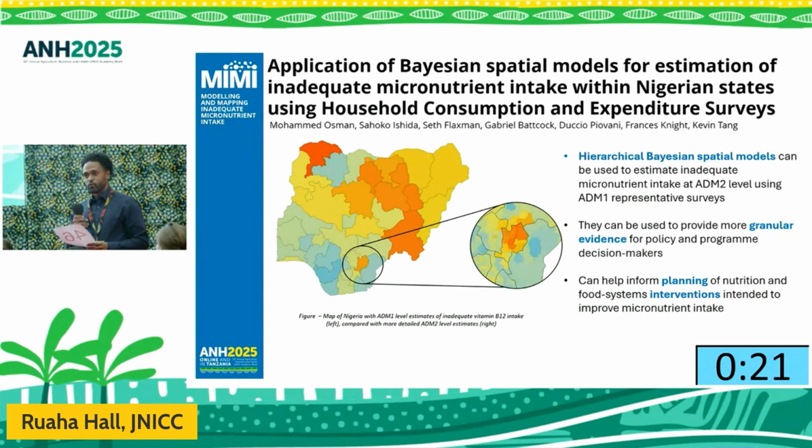So if you're interested in this piece of work and would like to know about the methods, come and say hello to me. I'm Mohammed Osman, a data scientist from WFP working on the modeling and mapping inadequate micronutrient intake team. And I'll be at poster number 46.